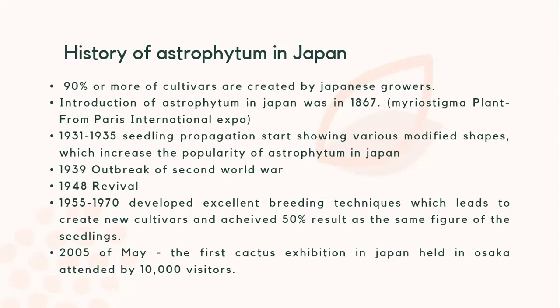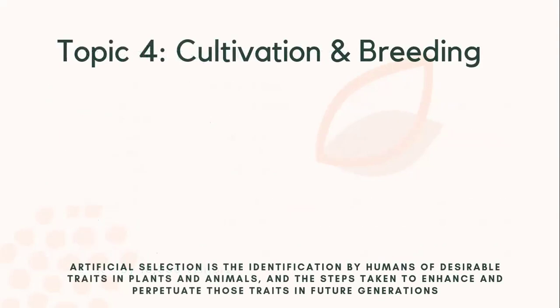But from 1955 to 1970 was the peak of Astrophytum cultivation in Japan. The Japanese worked really hard for those 15 years to stabilize certain cultivars, and those are all the cultivars that we're enjoying right now. In 2005 they were able to have their first Japanese exhibition of cactus, and it was attended by 10,000 Japanese growers and cactus lovers, more or less.